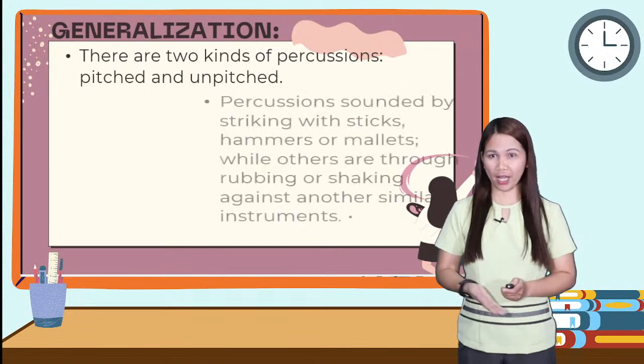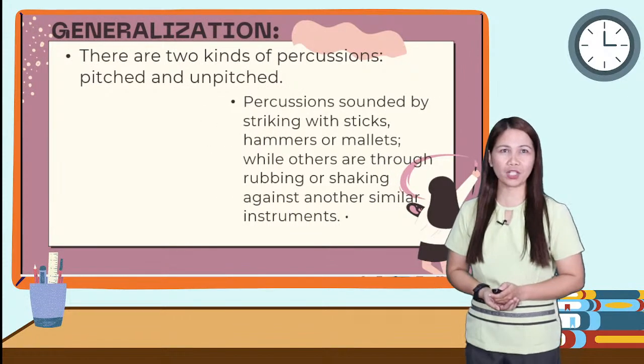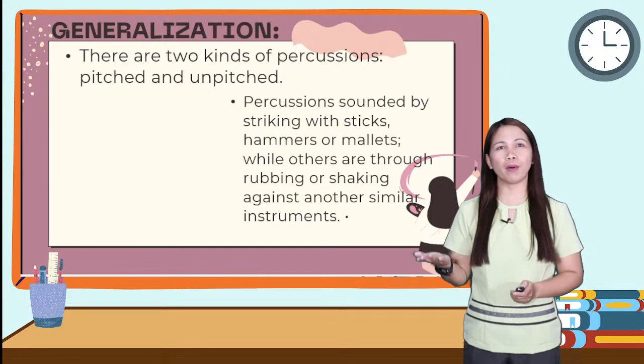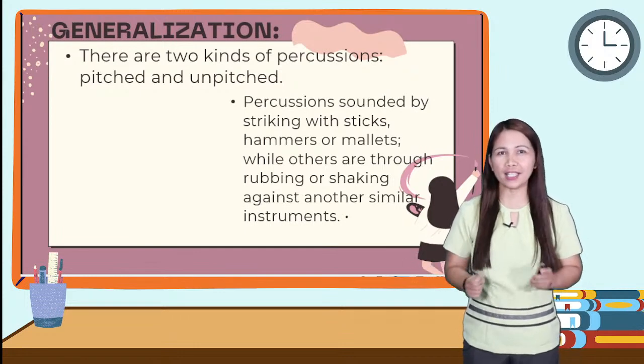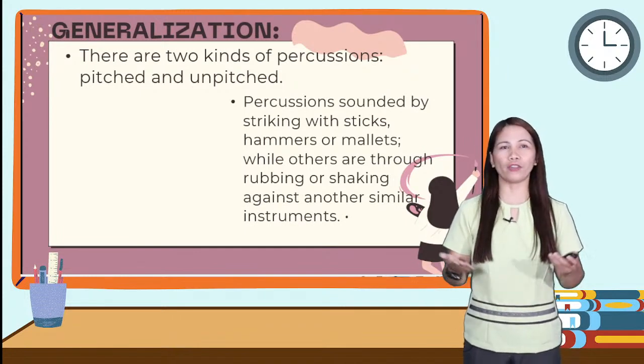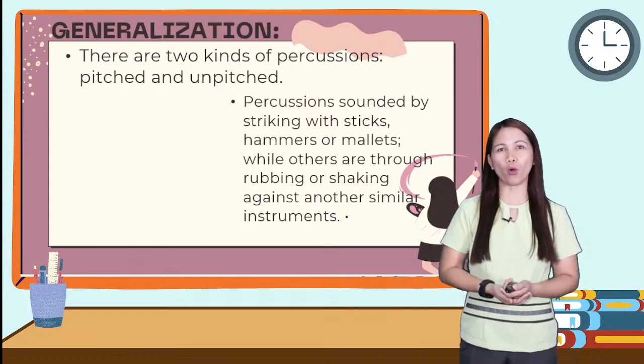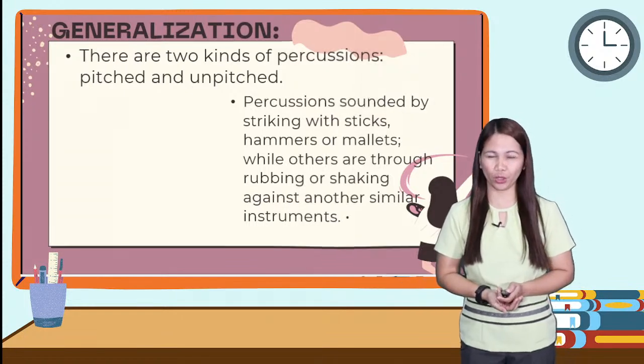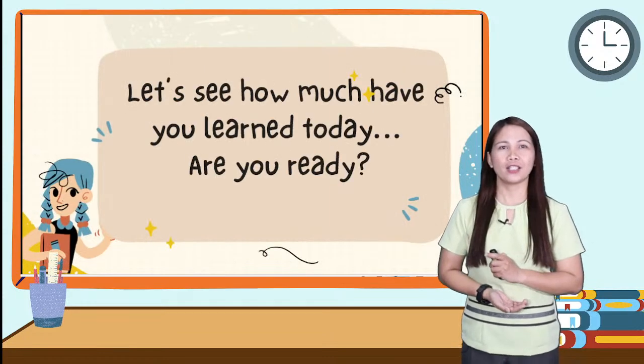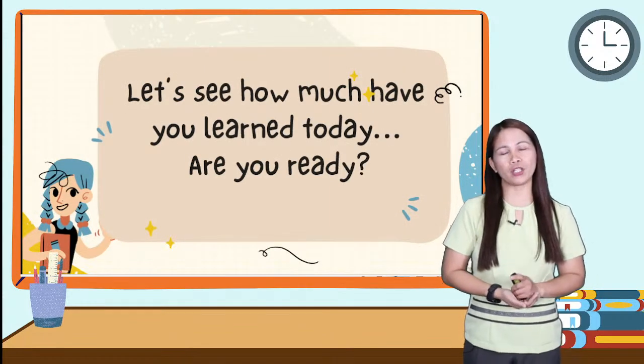We have two kinds of percussions. We have pitched and unpitched. And for percussions, some are sounded by striking with sticks, hammers, or mallets, while the others are through rubbing or shaking against another similar instrument. So again, let's see how much you have learned today.